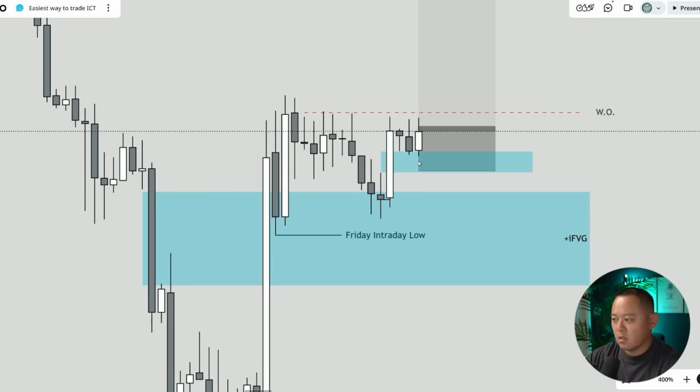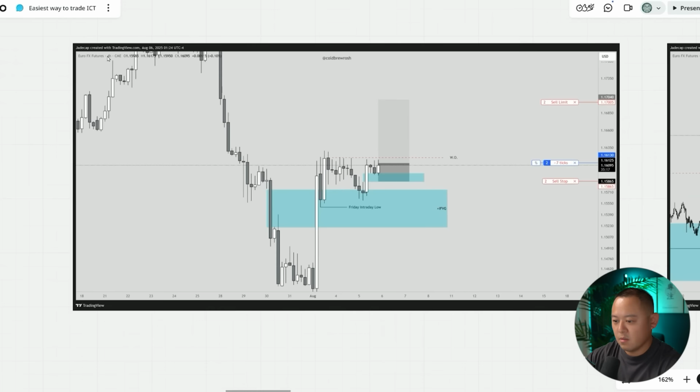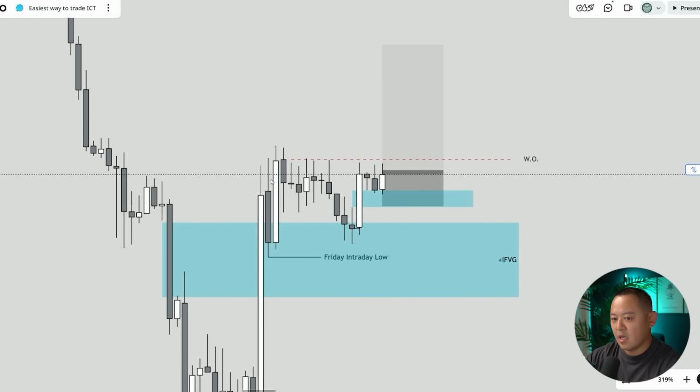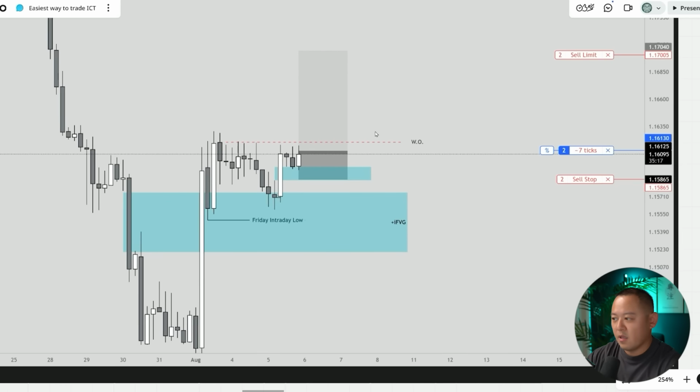Okay, so I entered long here. You guys can see here, I have 2 contracts on Euro futures. Now, the market doesn't matter. These fair value gaps work on any market. You guys should go and study each one individually and just pick an asset that you like the movement of, that you're very comfortable trading.